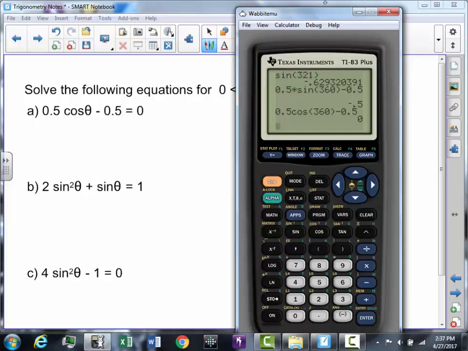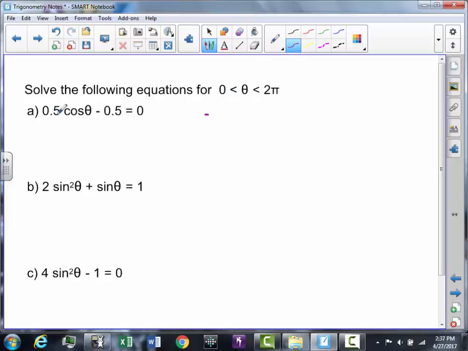All right, third option, something a little more algebraic. You could actually factor this. You see how there's a 0.5 on both of them, right? It means that you could factor it out and make 0.5 bracket cosine of theta minus 1 equals 0. Are you okay with that part so far?